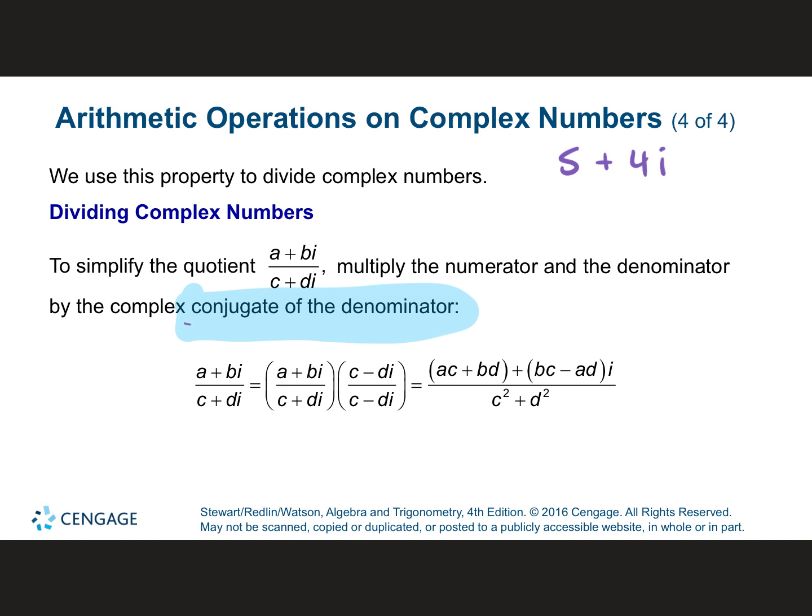Do you remember what conjugates are? It would be 5 minus 4i. Perfect. Same numbers, but the sign in the middle changes. What if I had something like negative 3 minus 2i? What would the conjugate of this be? Negative 3 plus 2i. So only the sign in the middle changes. So these would be conjugates.